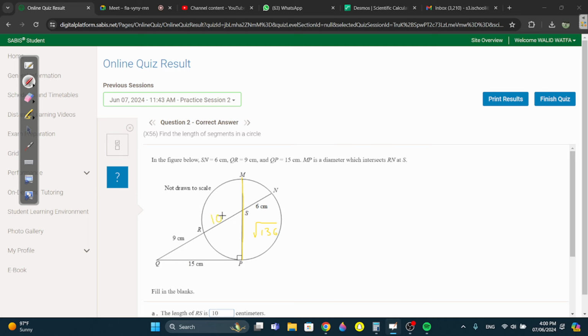We know this is 10. We're going to do 10 times, let's call this X. 10 times 6, always crossing each other, would be equal to X times root 136. And we know MP, the whole diameter, is equal to X plus root 136. How do we find x? We just divide by root 136, so x will be 10 times 6, which is 60, divided by root 136. To make things easier on the calculator, MP would be equal to, you can just put answer plus root 136.